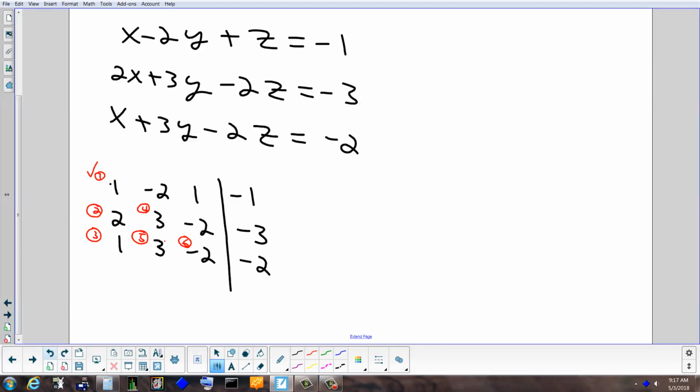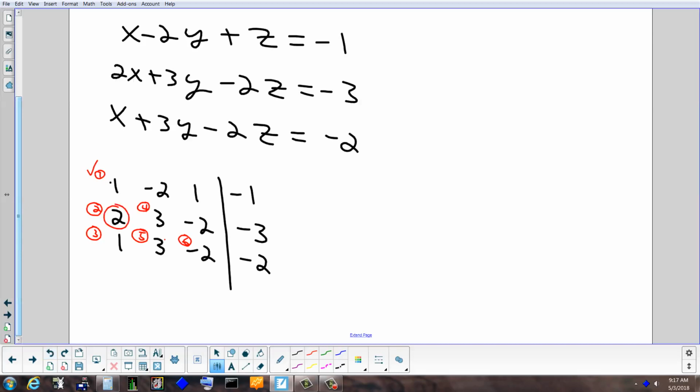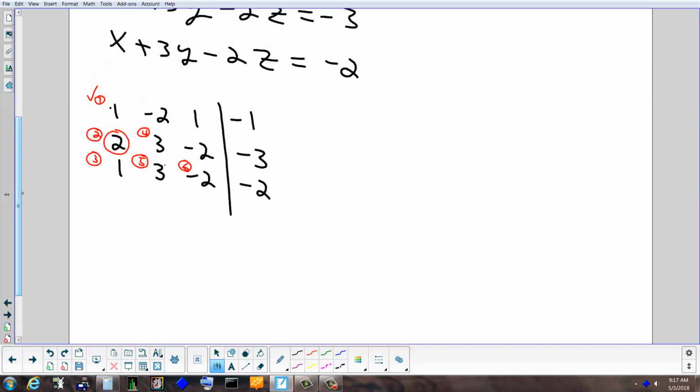Okay, second thing. I want to get a 0 right there. To do it, I always use the equation that's above. So what would I have to multiply equation 1 by, and then add it to equation 2 to get a 0 where I circled? Yep. -2. So we're going to do -2 times the first equation. We're going to add it to the second equation. And we're going to replace what is in the second row with that calculation. So what's on the left is the calculation we're going to do. On the right is where we're going to put it. Okay. All right, so we'll do that.